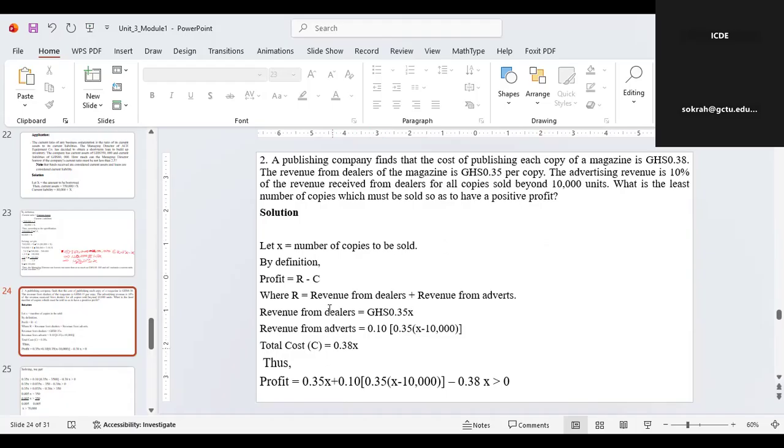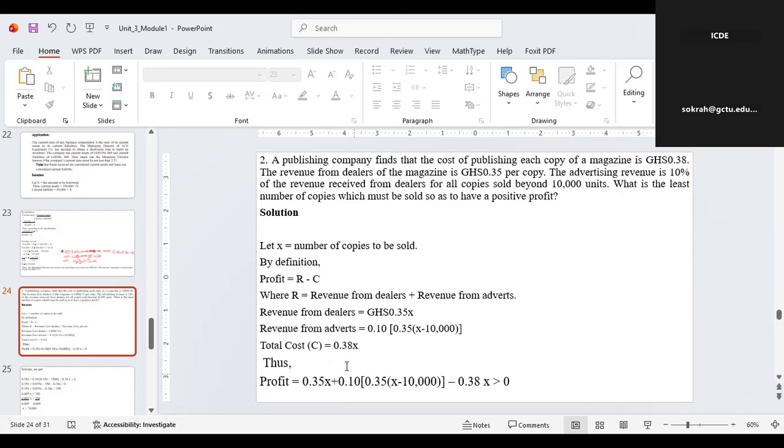So revenue is revenue from dealers plus revenue from adverts. Revenue from dealers is 0.35 times the number of copies. Revenue from adverts is 0.1 times 0.35 times the number of copies minus 10,000 units. Then the total cost is 0.38 times the number of copies. Then we can go back into the formula, fix them in, and solve for x.